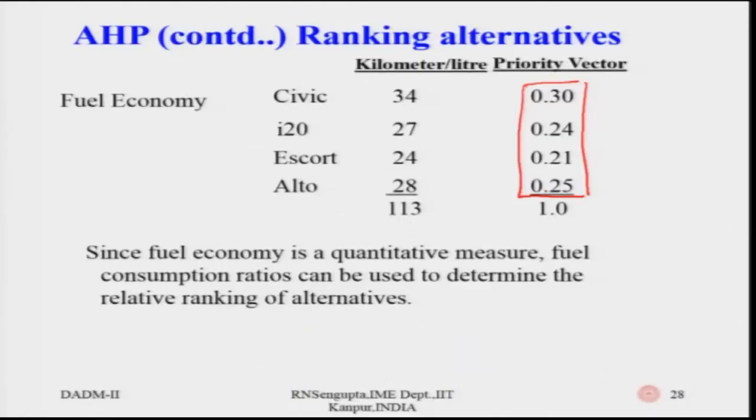So, using these quantitative values, you find out the priority values. So, you now have priority vectors for all the three criteria for all the alternatives.